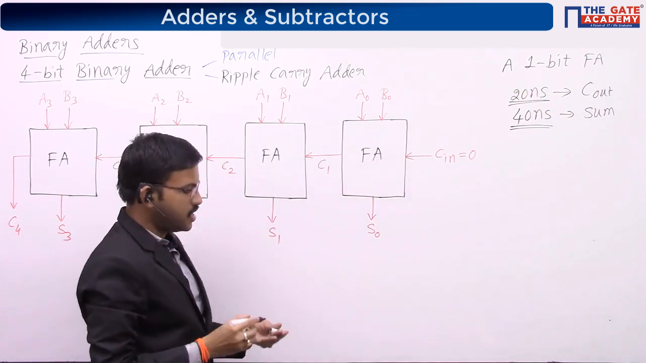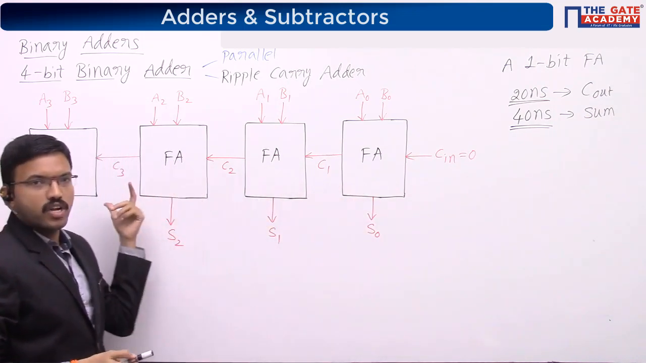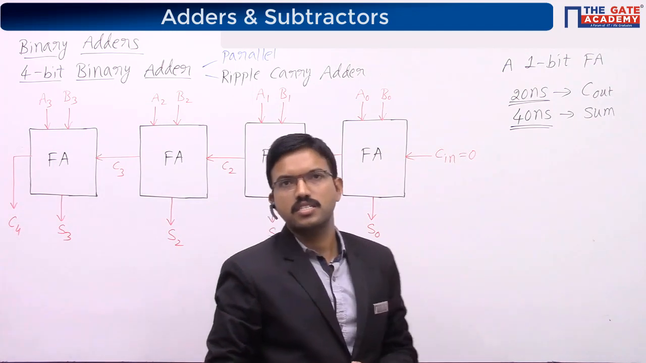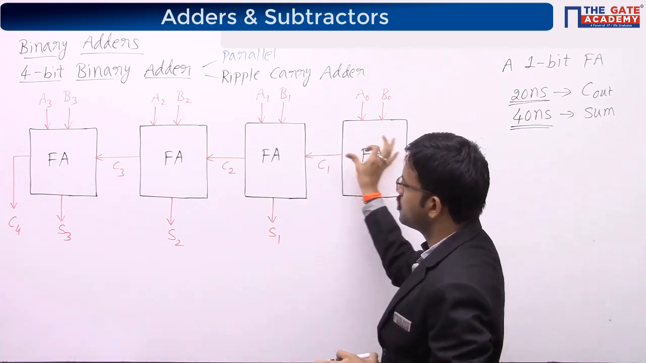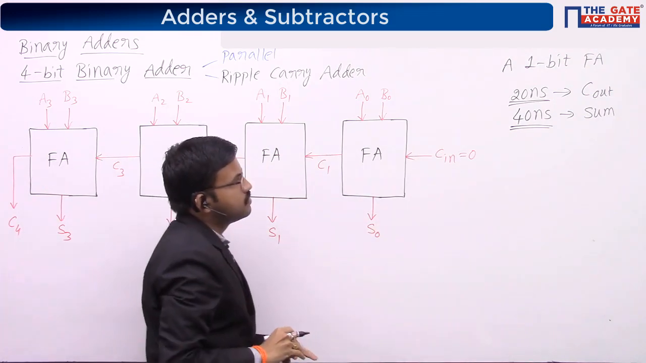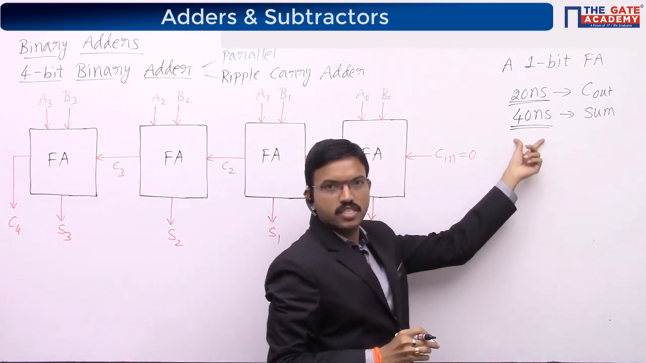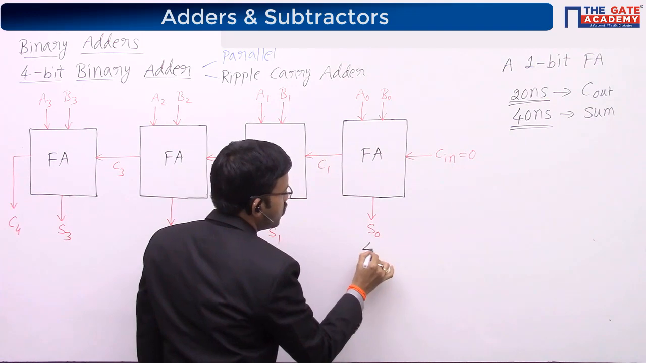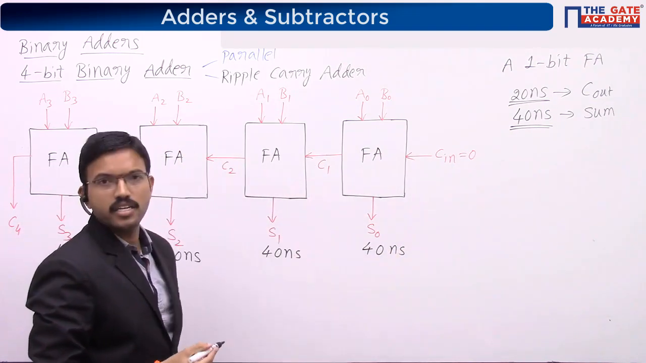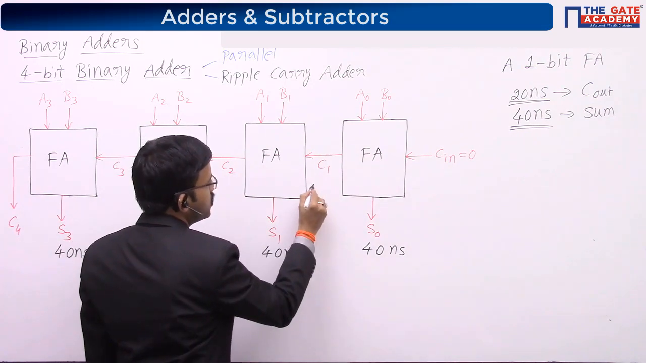Now he has cascaded 4 such full adders, so it becomes a 4-bit binary adder. Find the worst case delay. Worst case delay means carry propagation takes place through all the stages. First I will write the sum time he has mentioned, placing it for each full adder: 40 nanoseconds. Similarly I will write carry: carry is taking 20 nanoseconds.